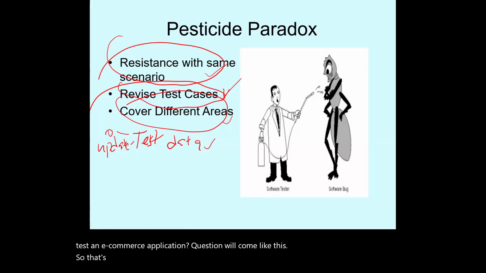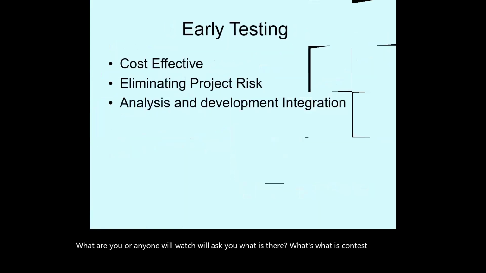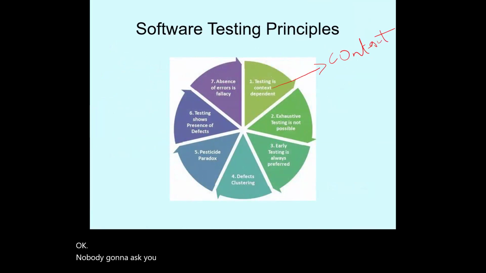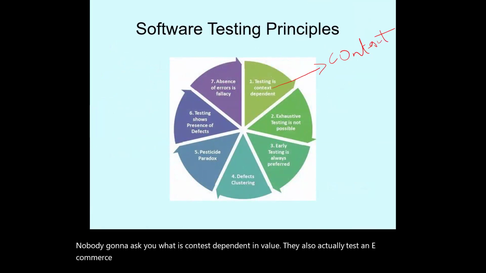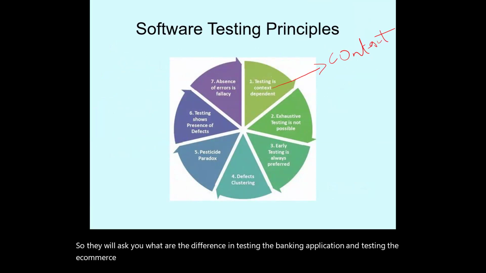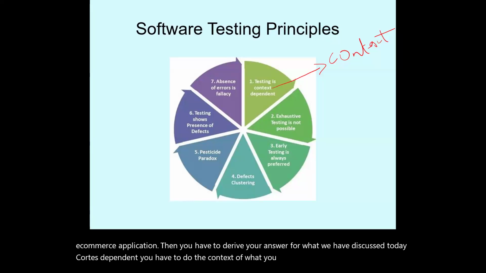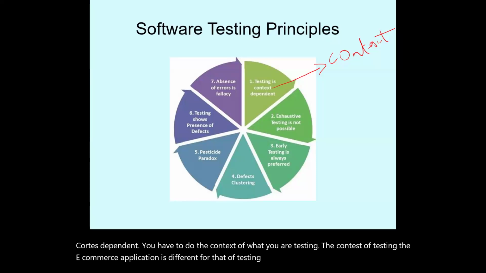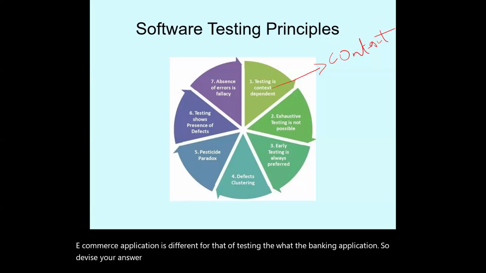They will not ask you what is context dependent. Nobody is going to ask you what is context dependent in an interview. They ask you, how can you test an e-commerce application? What are the differences in testing a banking application and testing an e-commerce application? Then you have to derive your answer from what we have discussed today. Context dependent: you have to know the context of what you are testing. The context of testing an e-commerce application is different from that of testing a banking application. So you derive your answer from context dependent.